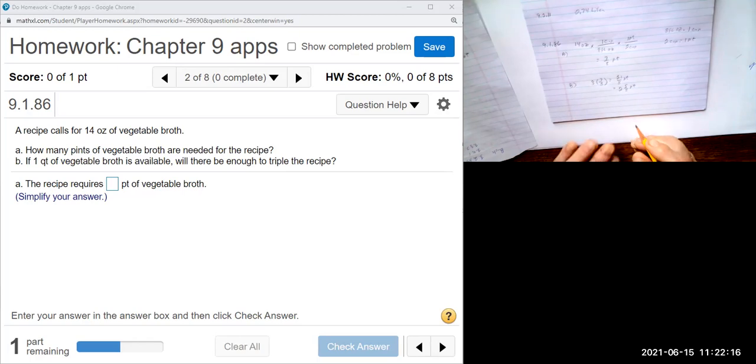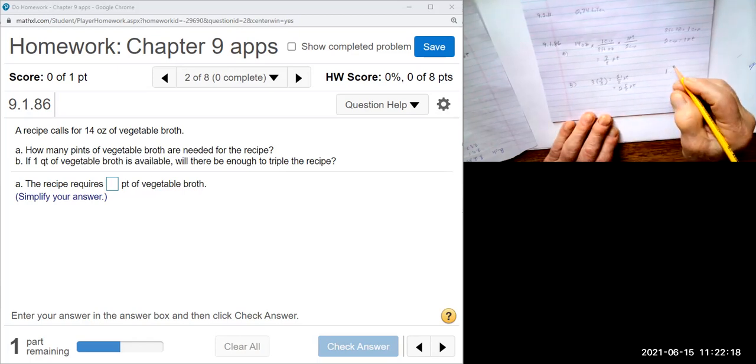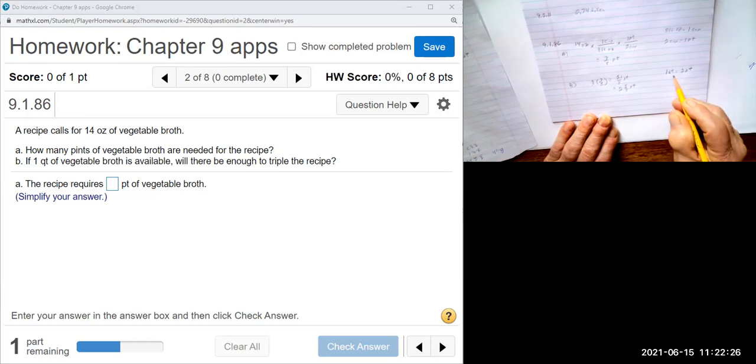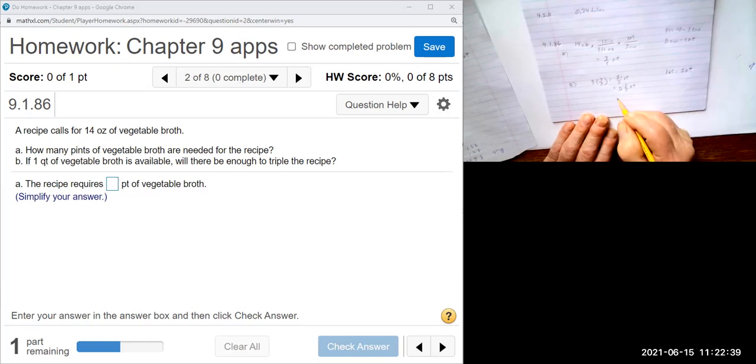We need to know that 1 quart, which is what we have, is equal to 2 pints. So we only have 2 pints available, but we need 2 5/8 pints to create triple the recipe. So the answer is no, we do not have enough liquid to triple the recipe.